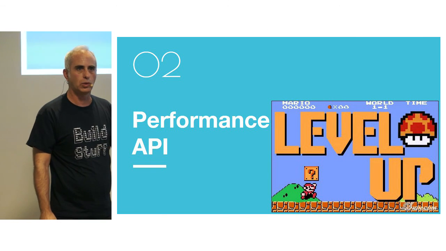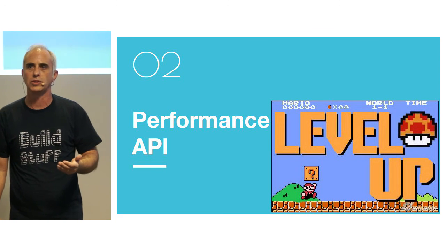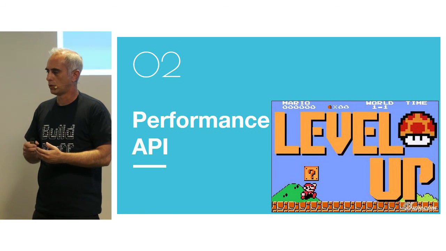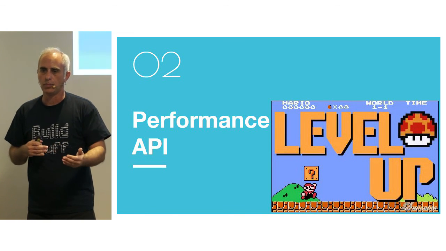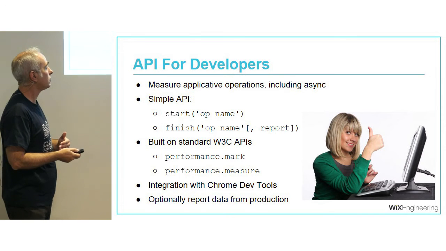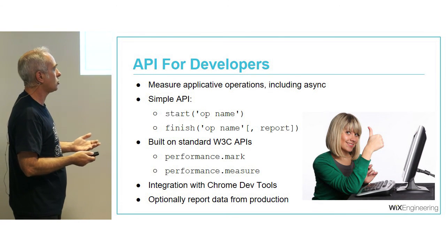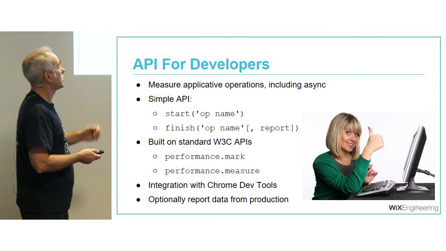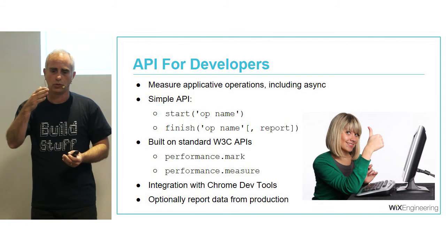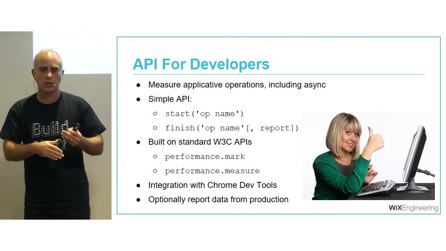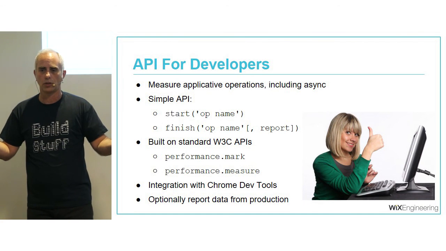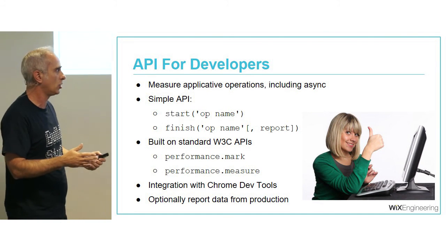In order to do that, we provided the developers with a performance API that they can use from within the application. So if they want to make a change, for example, they can see the impact of the change they're making, whether it improves or degrades performance. So how does this API look? It's actually a fairly simple API. As I said, we measure applicative operations, including asynchronous operations. So a developer can start a measurement, perform, let's say, an AJAX request, get the reply, process the reply, update the display, and measure that entire thing as a single logical unit, if that's what she needs.